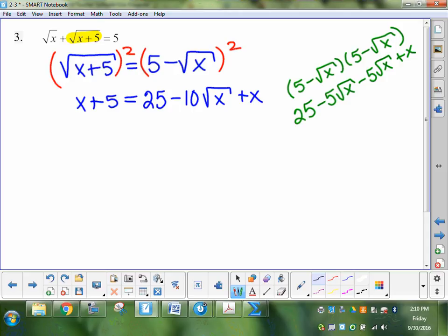Now, I still have a radical in the equation. So what's my job going to be to solve it? Well, the next step is to get the radical alone. So what am I going to have to do, Giacomo, to get the radical alone?